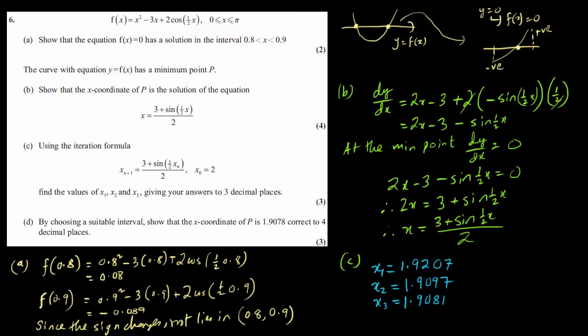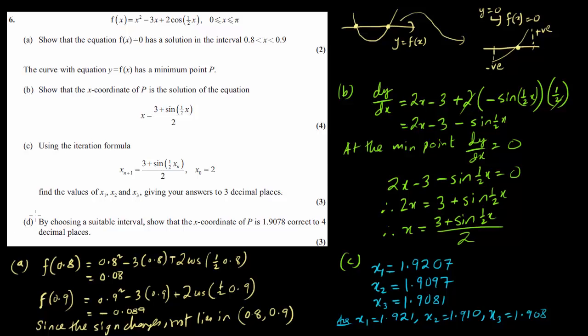Now let me restate the answers to 3 decimal places. So x1 is 1.921. x2 is 1.909. For this 7, 9 becomes 10, so it would be 1.910. And x3 is going to be 1.908. So these are the 3 values.